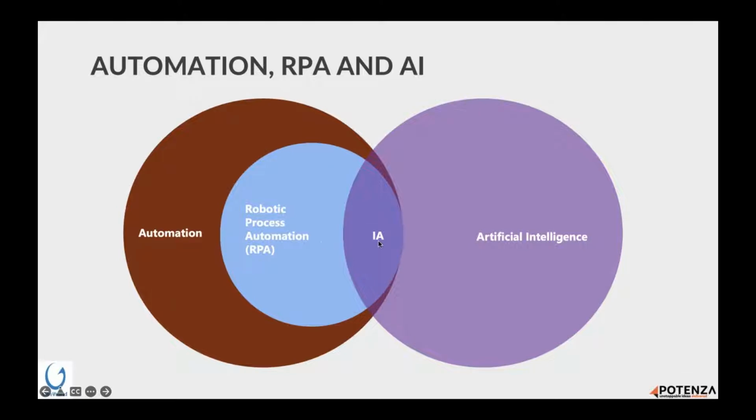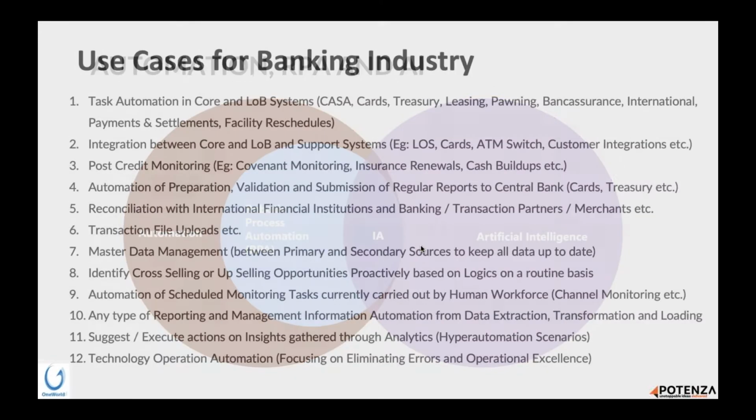So you have RPA with artificial intelligence. It could be machine learning or any complex use of artificial intelligence combined with RPA. That is called intelligent automation. We call it IA. It's not AI, it's IA.